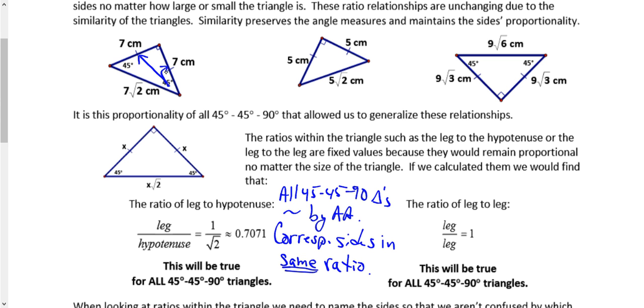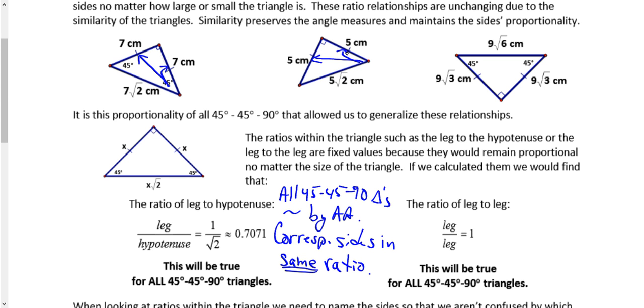What if I took the opposite and adjacent in this triangle, still 45, 45, 90? Is it still 1 to 1? You see what I mean? So those corresponding side length ratios are the same, no matter how big, for 45 degrees.